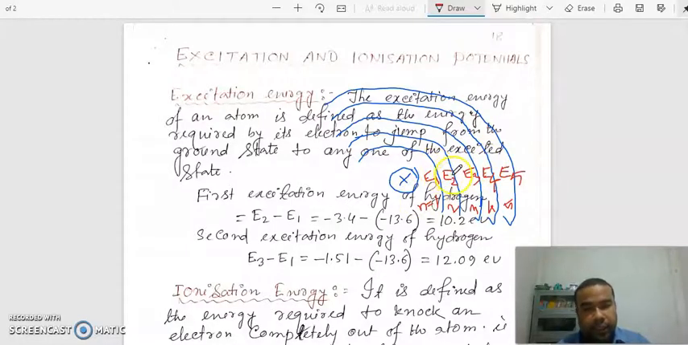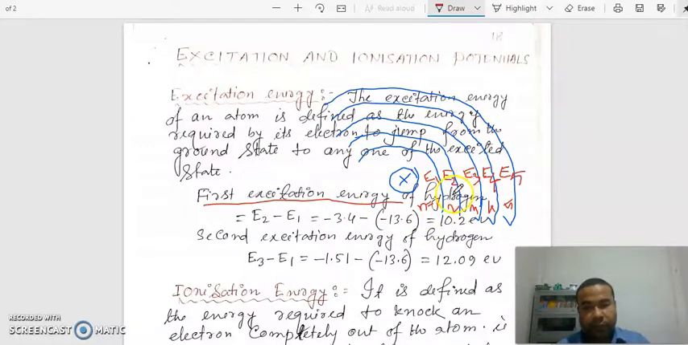So how much energy is required by an electron to go from the ground state to any of the excited states is called excitation energy. Already in the previous video, we have calculated the value of energy in the first orbit, second orbit, third orbit, etc. So, first excitation energy of the hydrogen atom. First excitation means the electron jumps from the ground state to the second energy state, corresponding to n equal to 2. How much energy is required by the electron to go from the state of energy E1 to the state of energy E2 is called the first excitation energy.